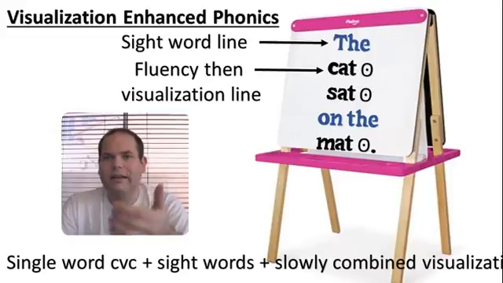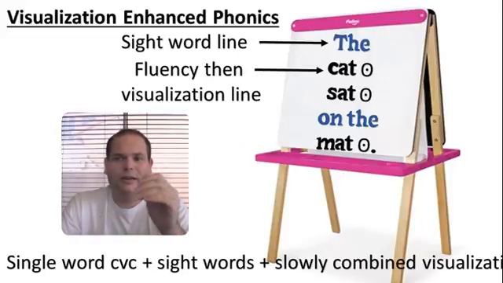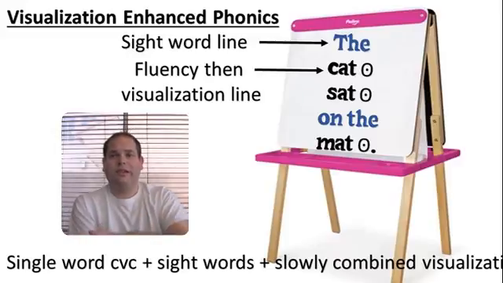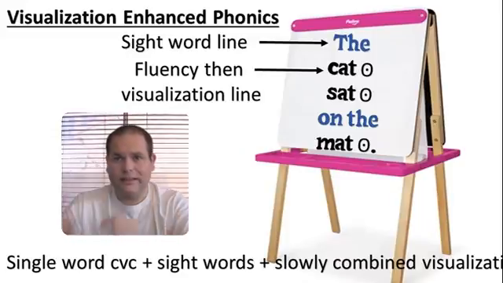So the word cat, they say it, they see it. Okay, the word sat, they say it, they see it. Oh, what's the cat doing? Okay, it's sitting. Okay, then the next line, we've got 2 sight words, on the, and then we go to mat, they see it in their head. Okay? And so I'm getting them to see words related to each other in a sentence and visualize that together.